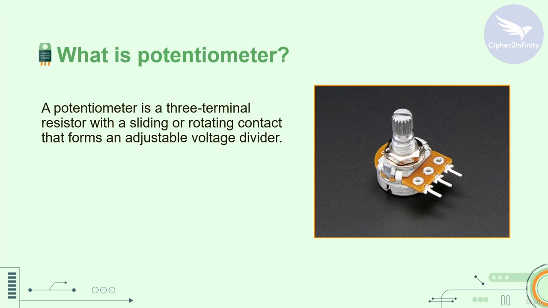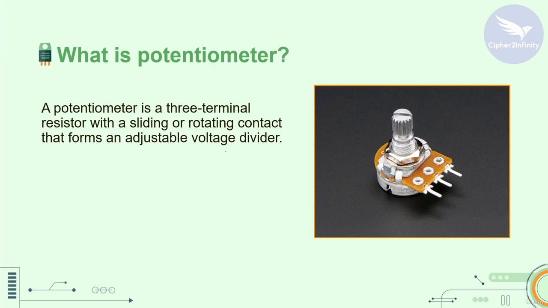There is also a sliding kind of potentiometer available in the market, but those are not widely used for many applications, while this rotating type is very widely used. That's the reason I have included this image. And after that, what they have written is that it forms an adjustable voltage divider. So this is basically the purpose, the application, of the potentiometer.